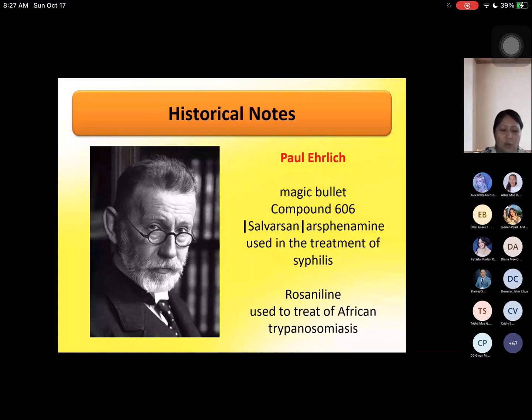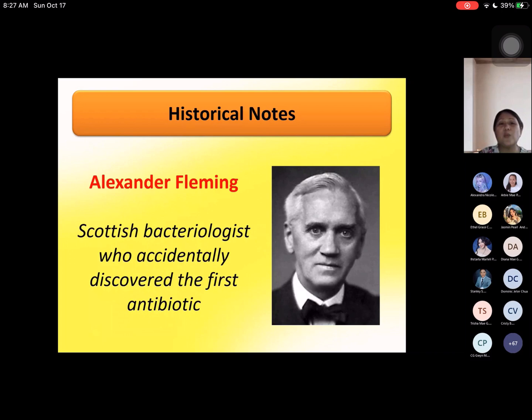So the technical name is arsphenamine, and the trade name, or brand name, is salvarsan. It became the most widely prescribed drug and the most effective against syphilis until the discovery of penicillin by Alexander Fleming. He also discovered rosanilin, used to treat African trypanosomiasis. Next, we have Alexander Fleming.